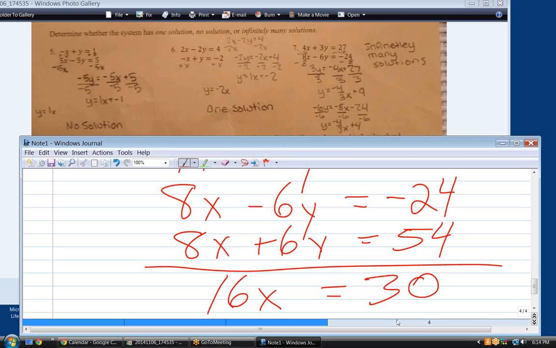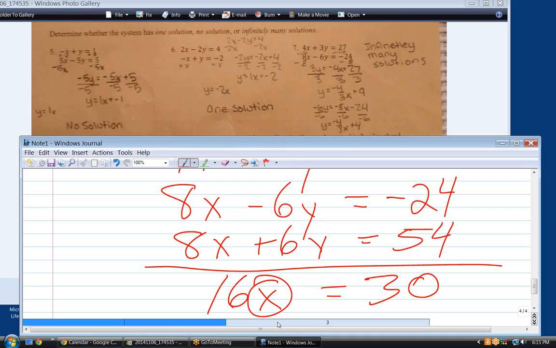And then x is equal to 2. Well, not quite. X is equal to 16. 30 divided by 16, which is not 2. But, let's see, it doesn't really ask you to solve it. It just says, tell you whether it has one solution, infinitely many, or none.